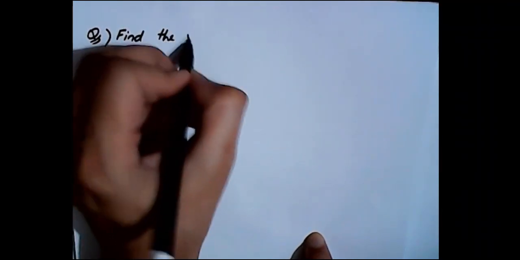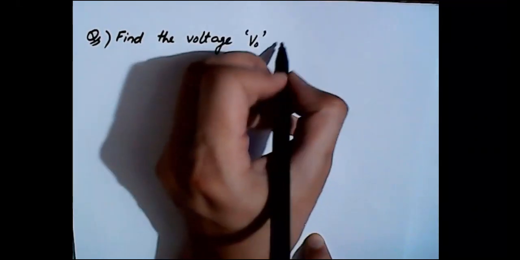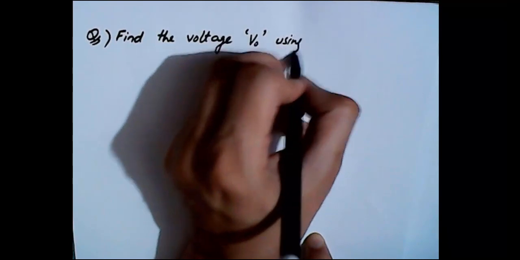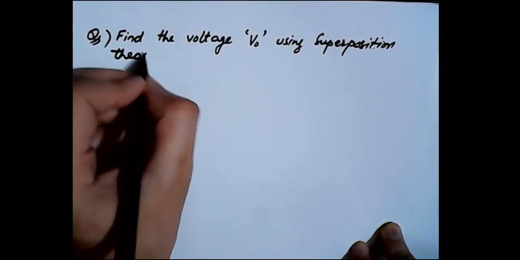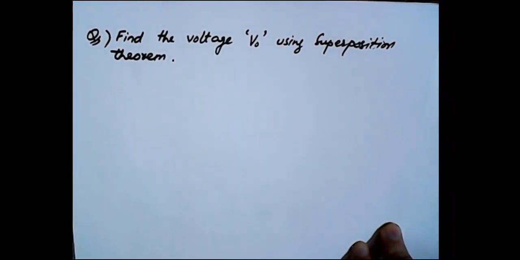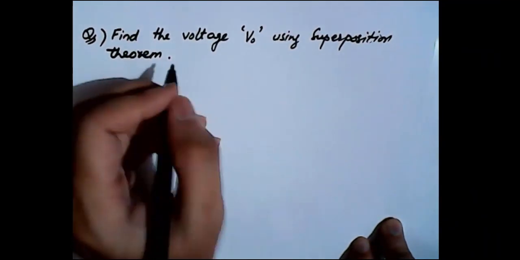Okay, now let's move on towards a few examples of the superposition theorem. The statement for the question is: find the voltage V0 using the superposition theorem. And here is the circuit for this question.